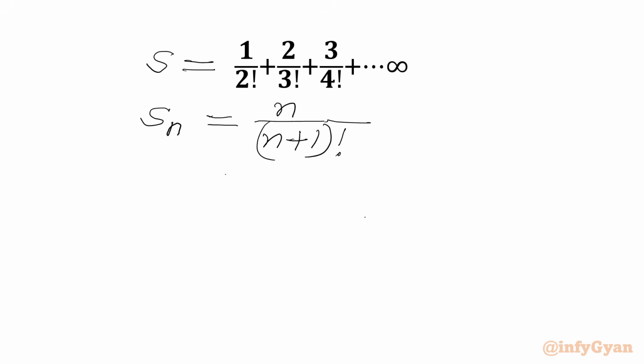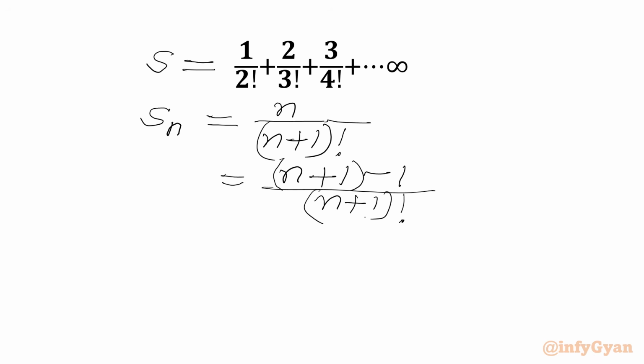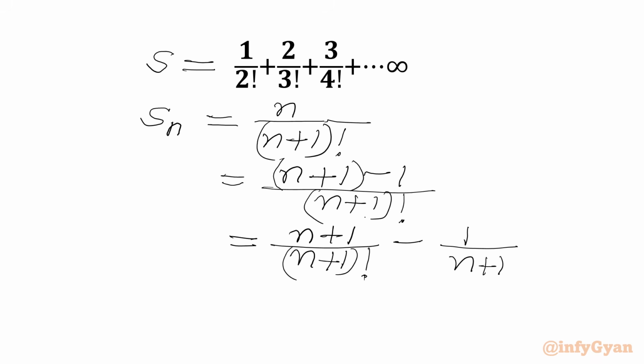Now we are going to add and subtract 1 in the numerator. So we'll write (n plus 1 minus 1) over (n plus 1) factorial. Now we will split the numerator with respect to the denominator. We will write (n plus 1) over (n plus 1) factorial minus 1 over (n plus 1) factorial.